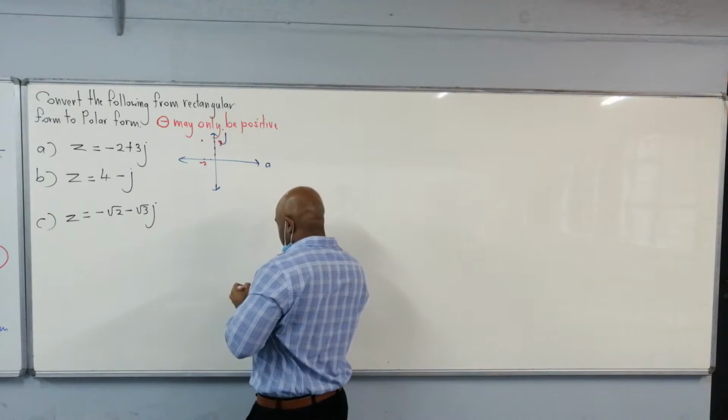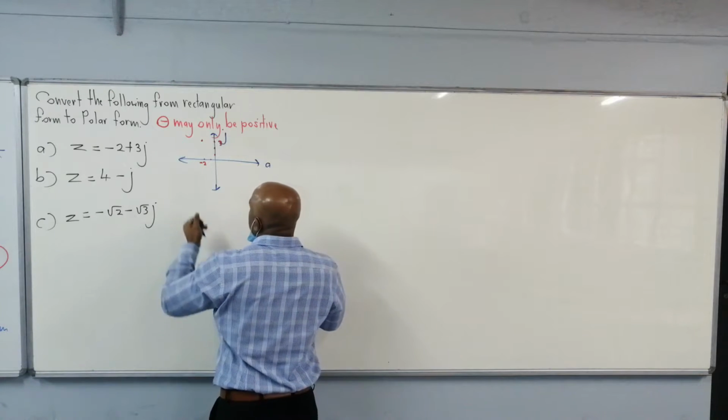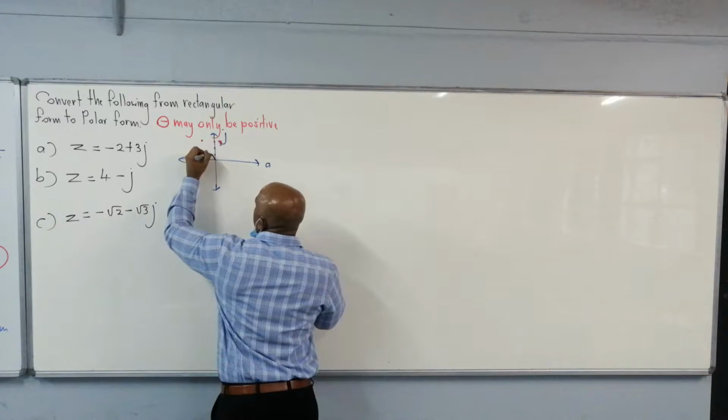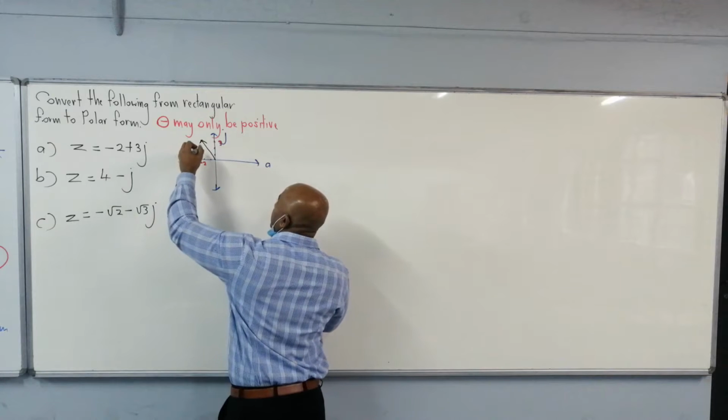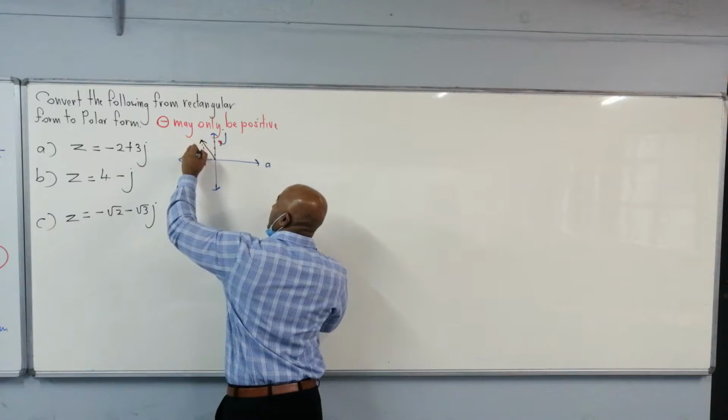So you take your ruler and you draw your line there. So there is your right angle triangle. You see that?